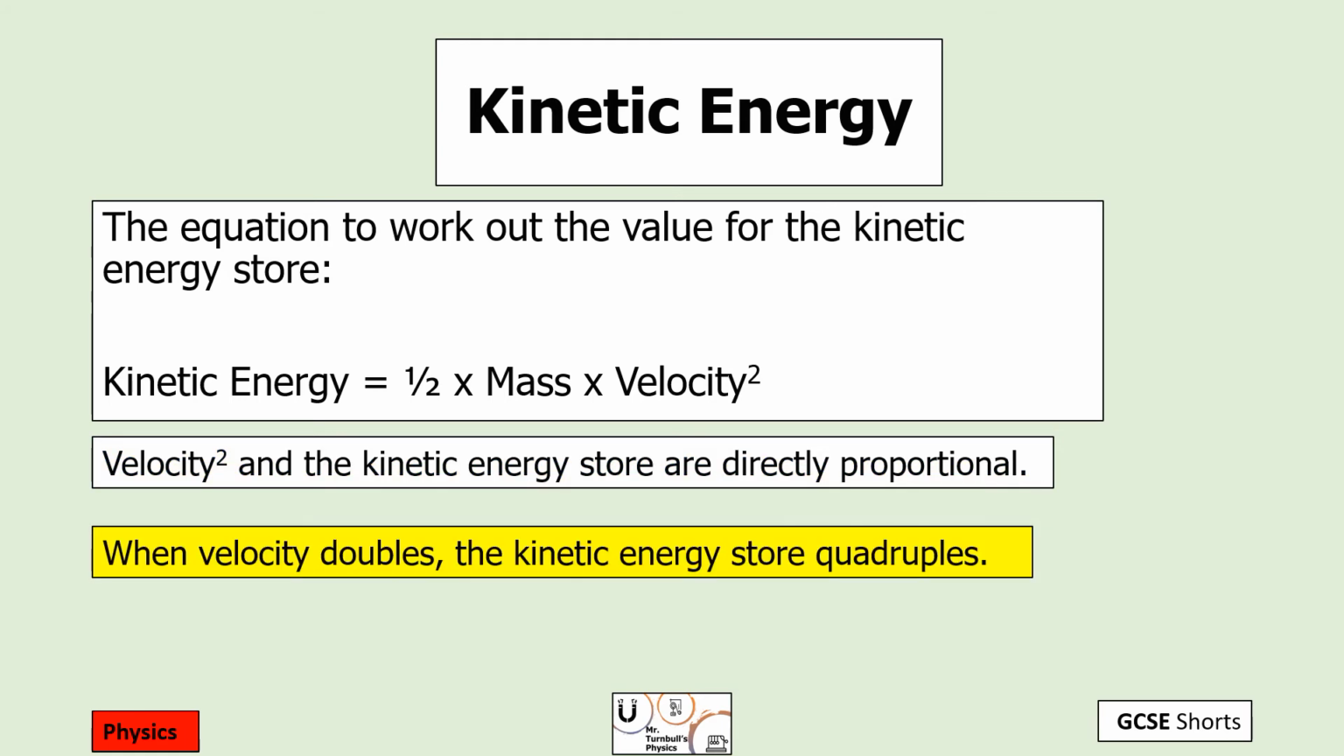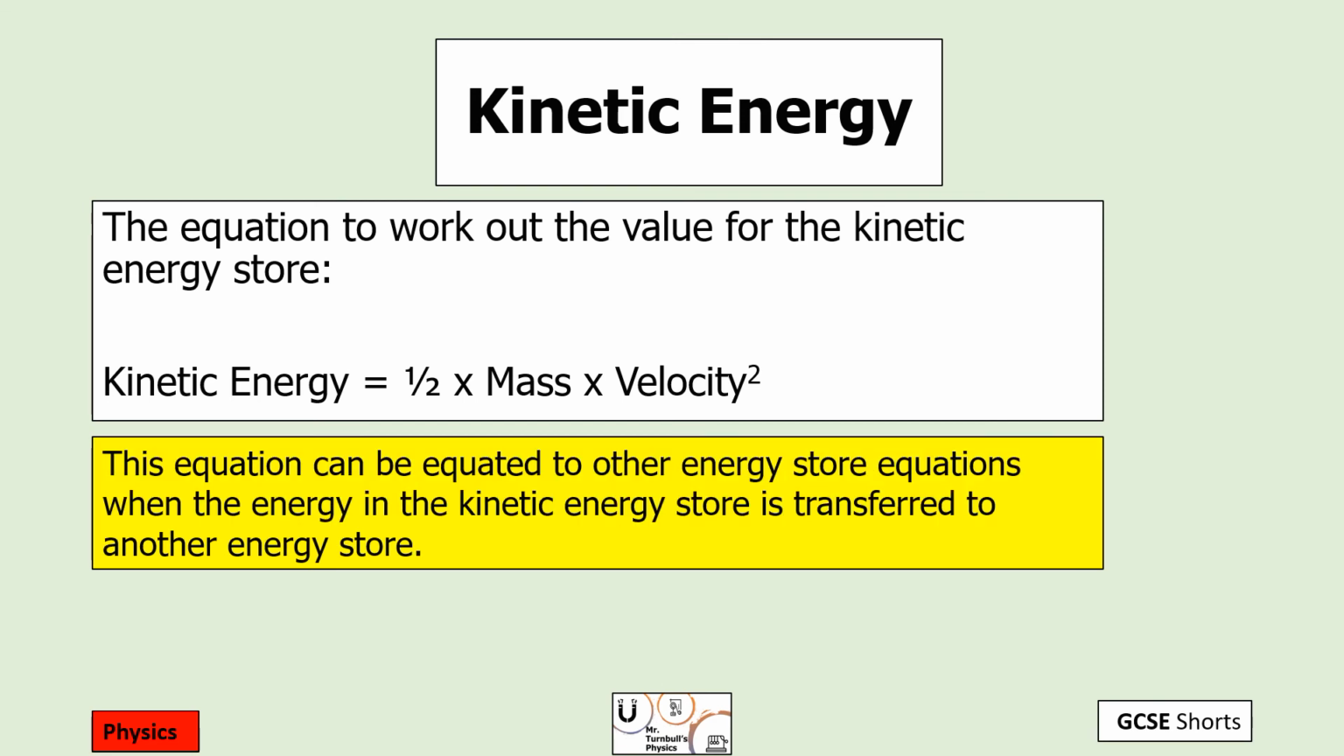Now, velocity squared and the kinetic energy store are directly proportional. So what this means is that when the velocity doubles, the kinetic energy store quadruples. For example, when the velocity quadruples, the kinetic energy store goes up by a factor of 16. So you can work out the relationship by squaring how much the velocity is increased by to work out how much the kinetic energy store has increased by.